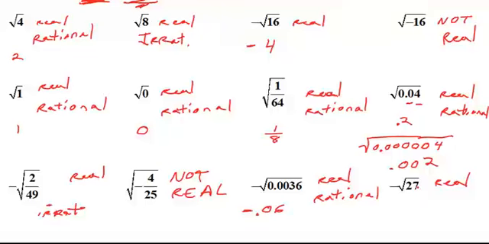Okay, 27, is that on our list? Well, 5 squared is 25. 6 squared is 36. So this is irrational since it is not a perfect square.